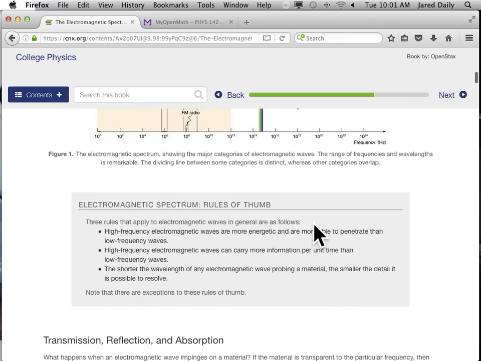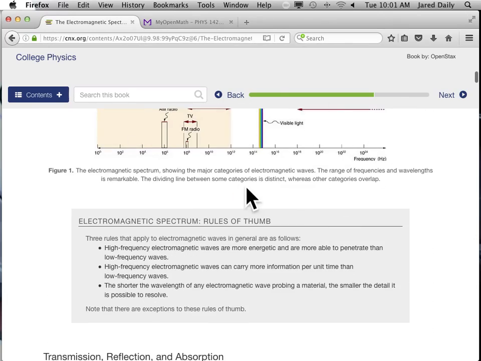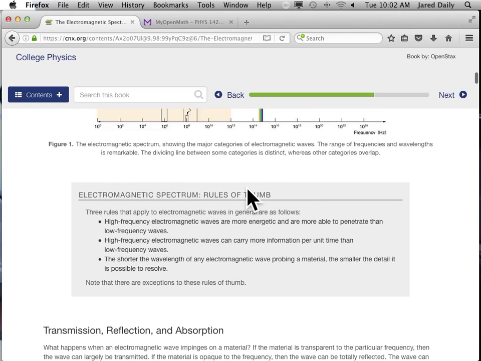Okay, so we've got the different kinds of electromagnetic frequencies and wavelengths here. Here are some rules that have come from observation, come from the evidence. High frequency electromagnetic waves are more energetic, and they're able to penetrate things more than low frequency waves. So your high frequency waves have a tendency to be able to go through objects better. High frequency electromagnetic waves can carry more information per time than lower frequency waves. So if you're trying to carry a lot of information, you need higher frequency.